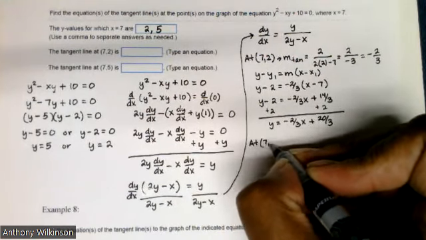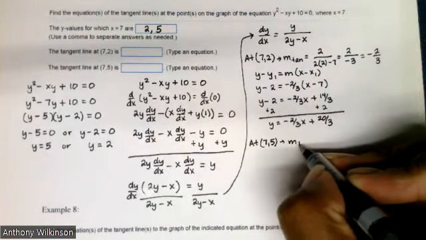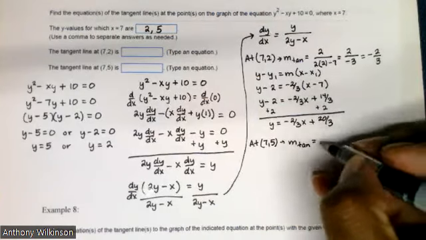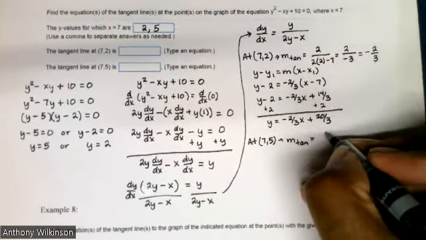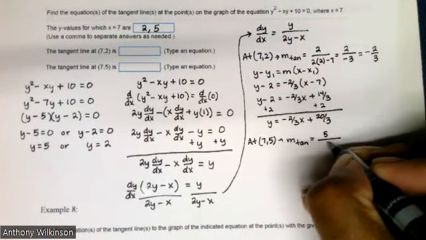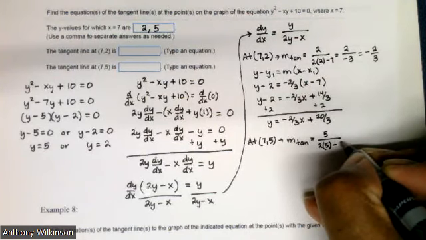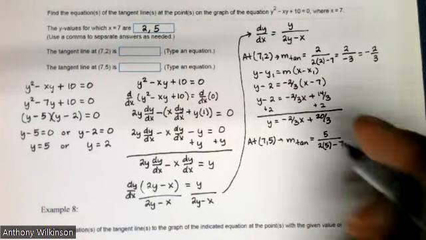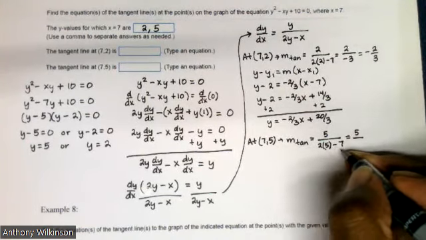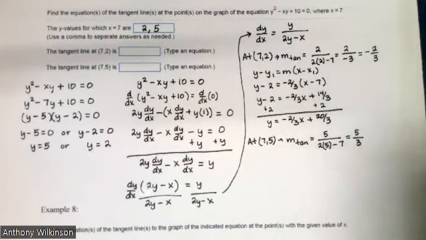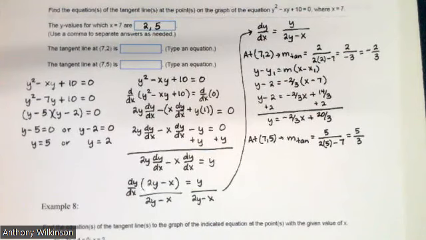Now at the point 7, 5, we have a different slope of a tangent line. So using this right here, we're going to replace the y this time with 5. So it'll be 5 over 2 times y, again that'll be 5, minus x, which is 7. The numerator will be 5. 2 times 5 will be 10. 10 minus 7 would be 3. So the slope of the tangent line would be 5/3.